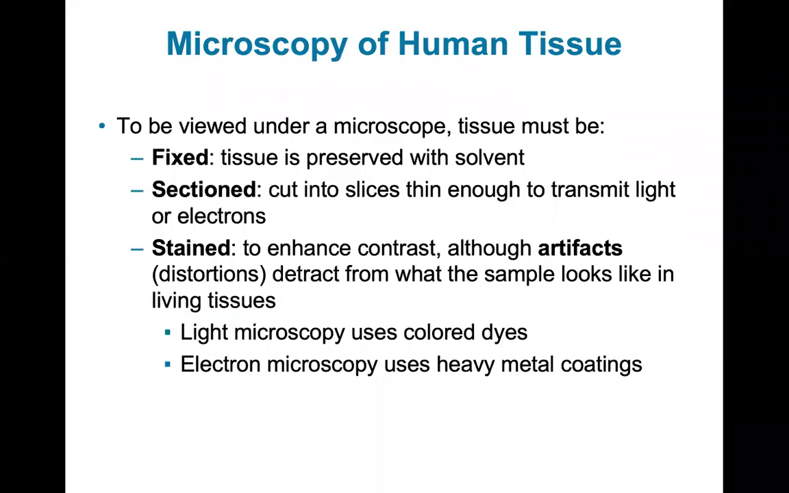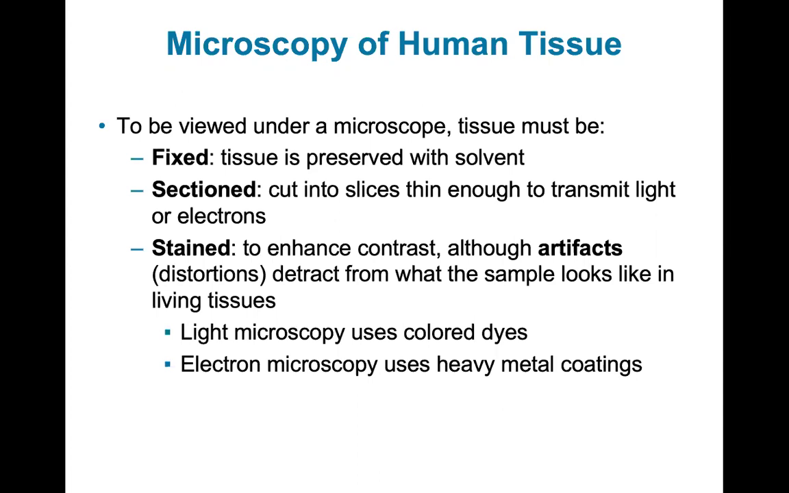Now, when you look at the microscopy of human tissues, which unfortunately you won't be able to do in person, we have many great images in the various PowerPoints that you're able to view, and even the atlas that you guys have. There are many, many tissues there for you to look at as well. When you look at the microscopy of human tissue, in order to view it underneath the microscopes, the tissues must be fixed, which means the tissue has to be preserved with a solvent. It is then sectioned, which means it's cut into slices. And these slices need to be thin enough to allow for the transmission of light or electrons. And then finally, it helps to stain the tissues as well. When you stain the tissues, it helps to enhance the contrast.